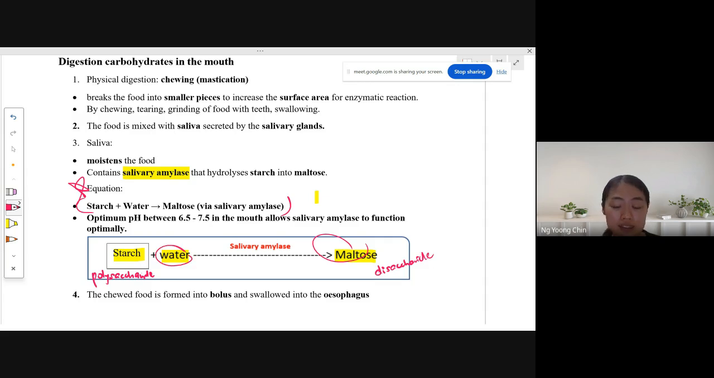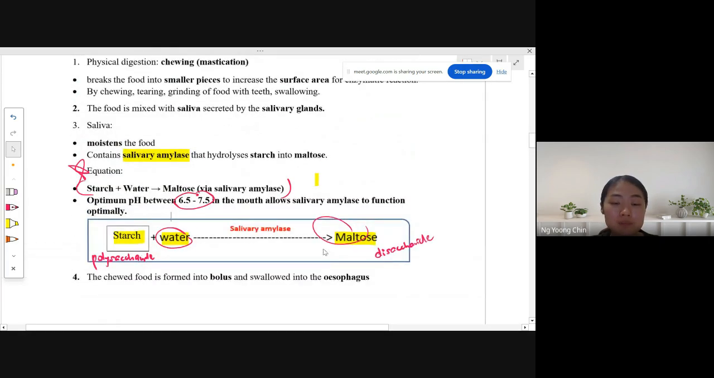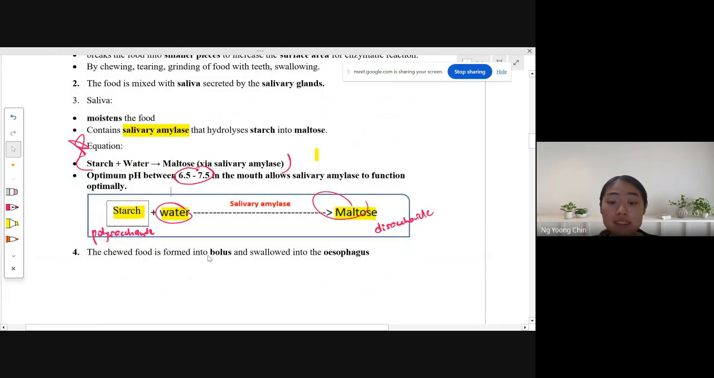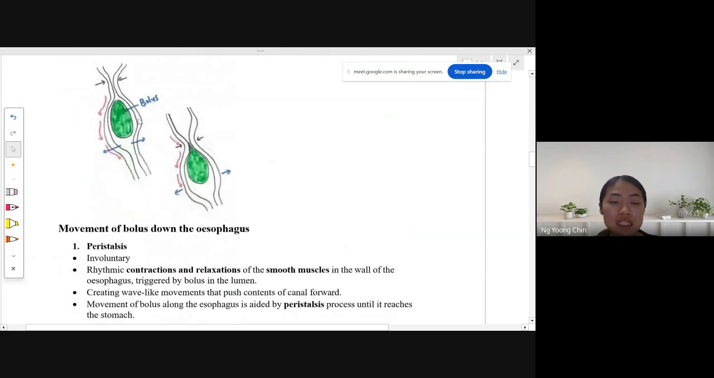And then this enzyme carries out its reaction under the optimum pH, which is around pH 7, between 6.5 and 7.5 in the mouth. So this will cause the salivary amylase to function optimally. After that, the food will form into a bolus and be swallowed into the esophagus. So from the esophagus, they will perform peristalsis.